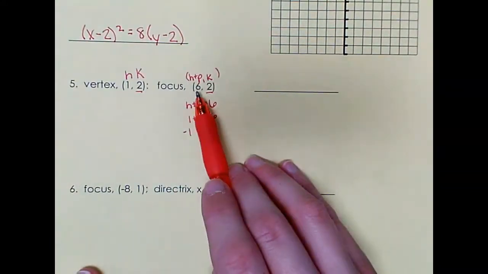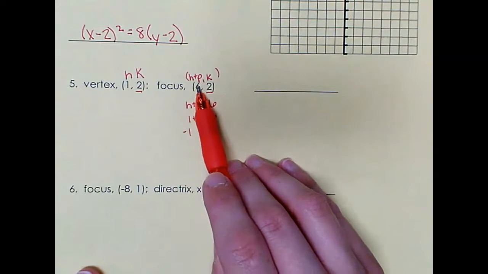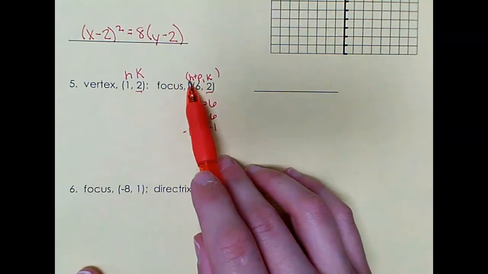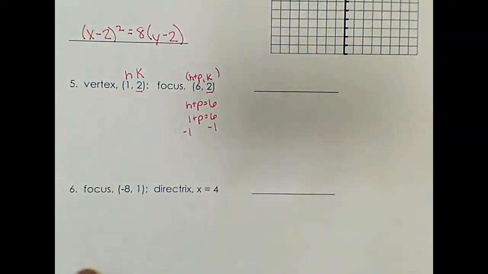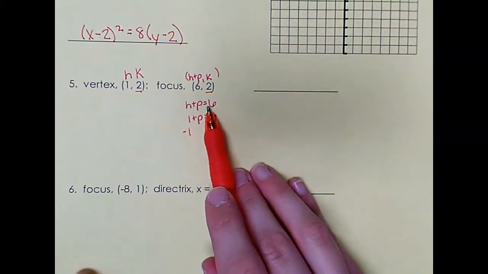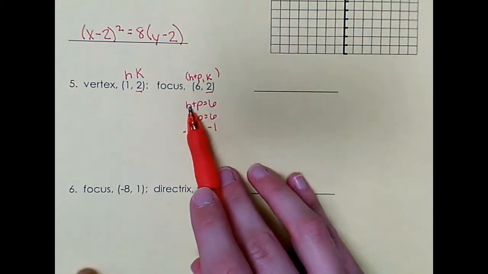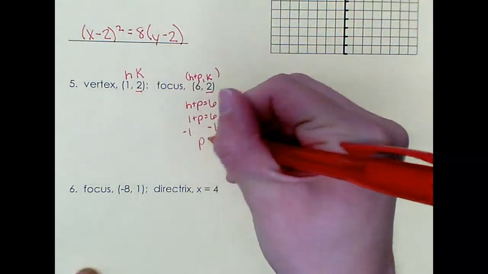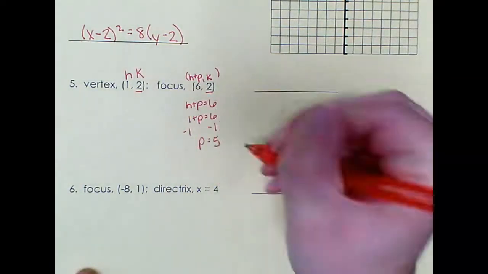So if h plus p is 6, and I know that h is 1, well then I can substitute 1 in place of h, and I can figure out what my p-value is. So if h plus p equals 6, and I substitute 1 for h, and I solve for p, I get a p-value of 6 minus 1, which is 5.